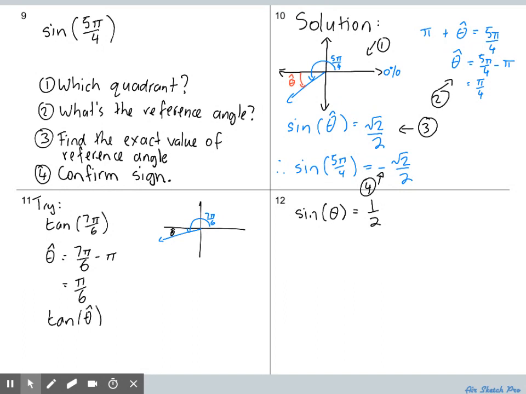Tan of theta hat is equal to root 3 on 3. That's the first quadrant angle, from the reference angle. And therefore tan of 7 pi on 6 is also root 3 on 3, because tan is positive in the third quadrant.